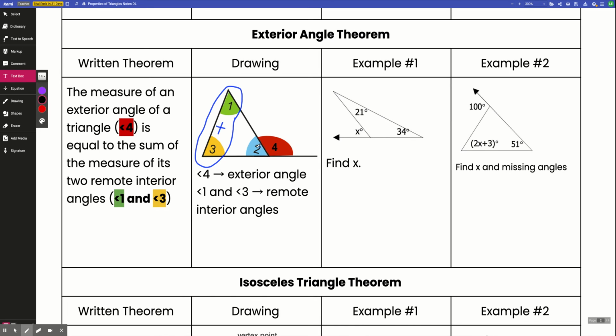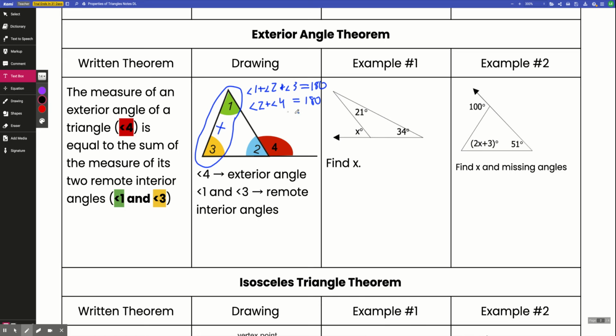The reason that this works is because we have a couple of combinations of angles here that add up to 180 degrees, right? I have angle 1, angle 2, and angle 3 that all together have to be 180 degrees, right? Because they make a triangle. And I also have angle 2 and angle 4 that come together and are 180 degrees because they are a straight line, which has 180 degrees in it.